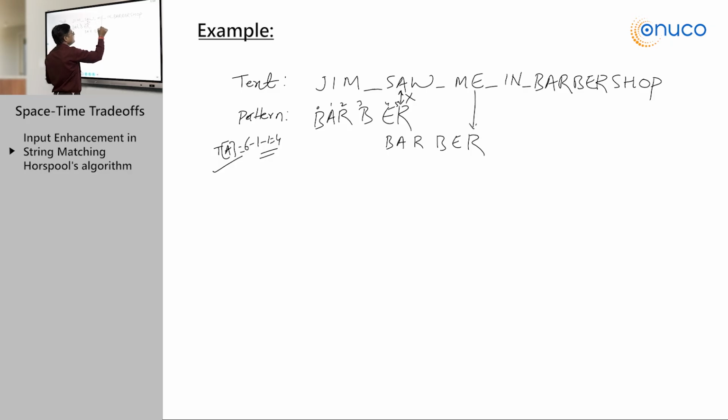Now you can see here, we are comparing E and R. Are E and R the same? No, it is not the same. Is there any E present in the pattern? Yes. Then we are going to shift accordingly. So how does it look? It is like this.